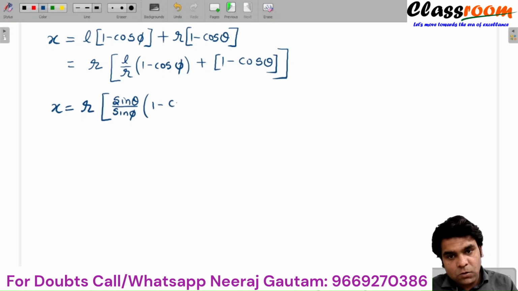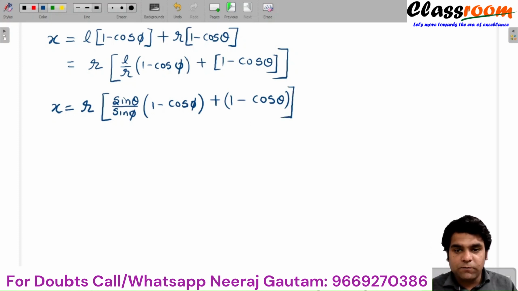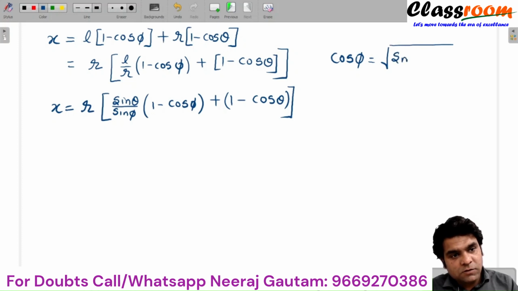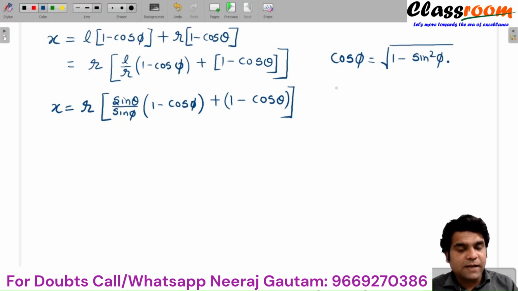1 minus cos of phi plus 1 minus cos of theta, in terms of this and this, but we have to replace this cos of phi. And to replace this cos of phi, we can directly write cos of phi as under root of 1 minus sine square phi. And sine square phi can be written as sine theta by n.